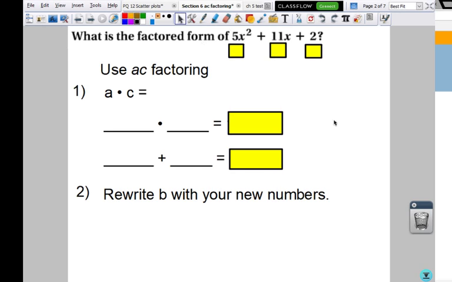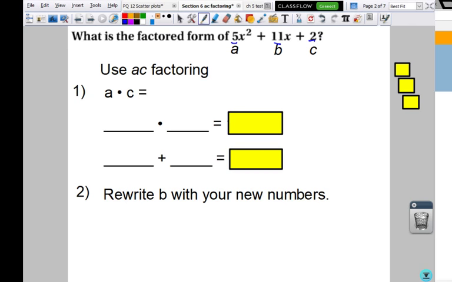Now, in this problem, I have an A, I have a B, I have a C. A is by the x squared, B is by the x, C is by itself. So we're going to do AC factoring. A, B, and C are just numbers. A is 5, B is 11, and C is this 2.